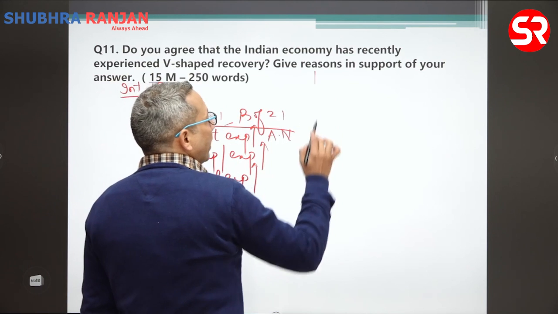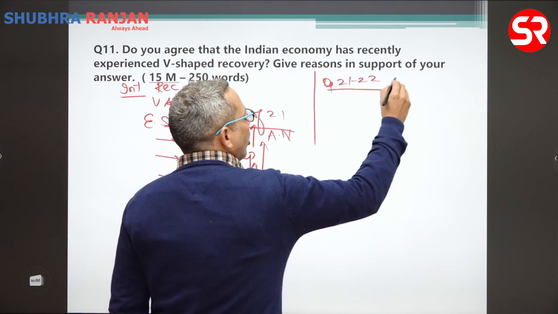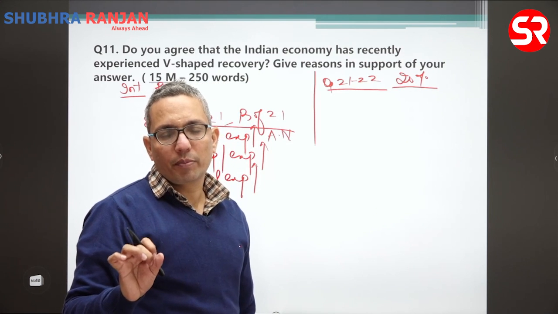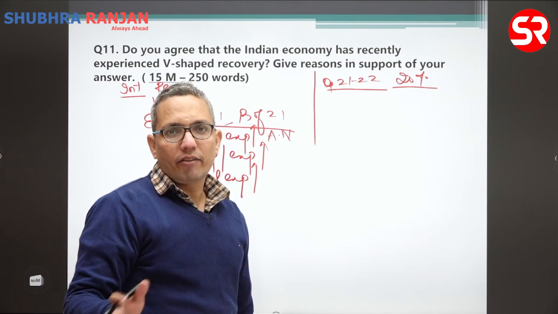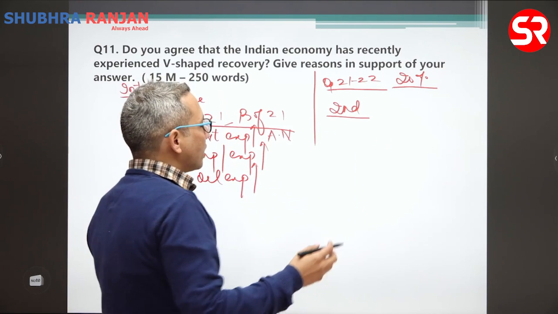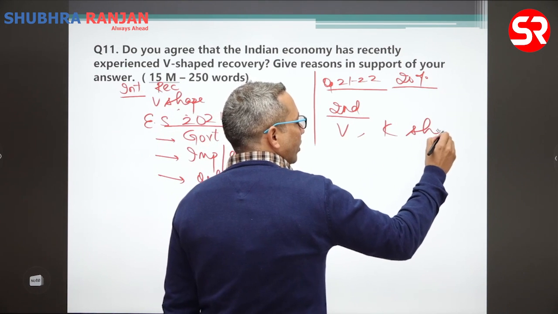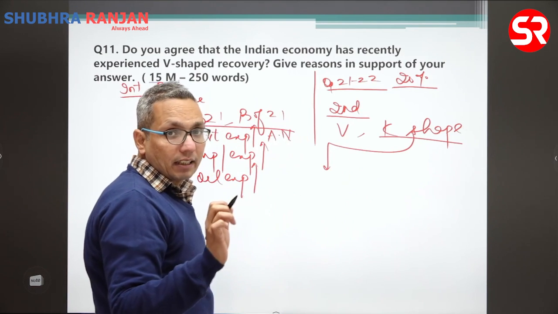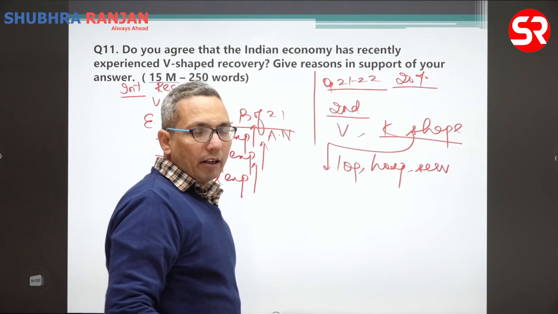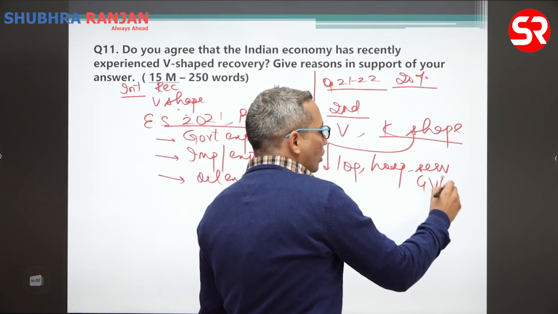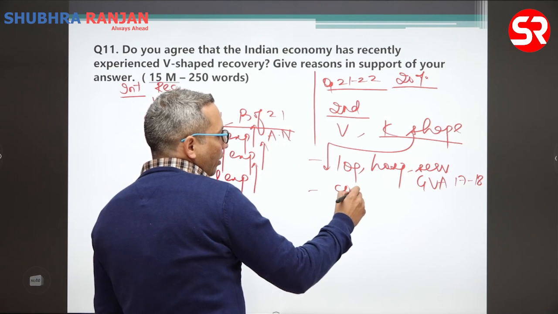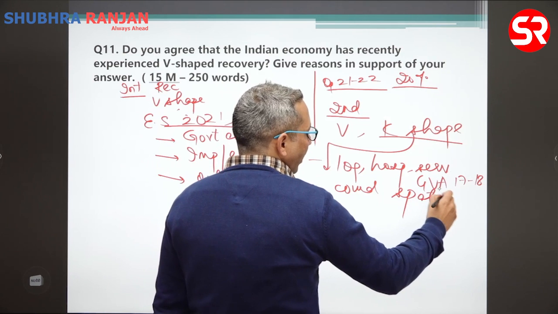And then when in quarter 1 of 21-22 we got a growth rate of 20%, we were quite hopeful that we would surely get a V-shaped recovery, but then we did not take into consideration the second wave. So we'll say that because of the second wave, everything fell away, and now instead of a V-shaped recovery, we are expecting a K-shaped recovery. Why K-shaped recovery? First, certain sectors like logistics, hospitality, and services have been severely hit, and they have reached the GVA level of 2017-18.